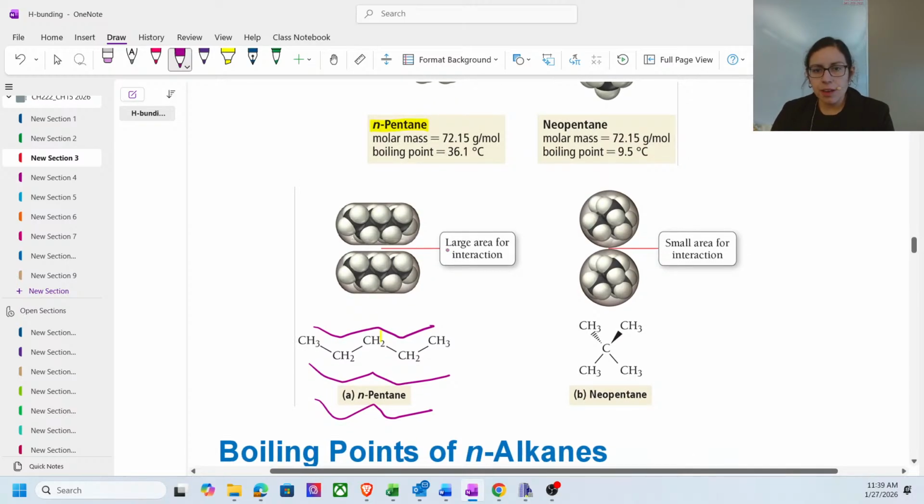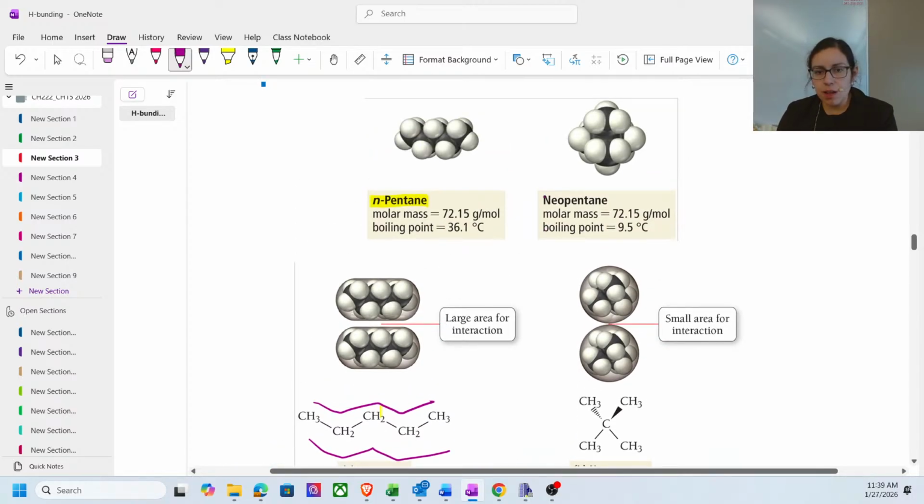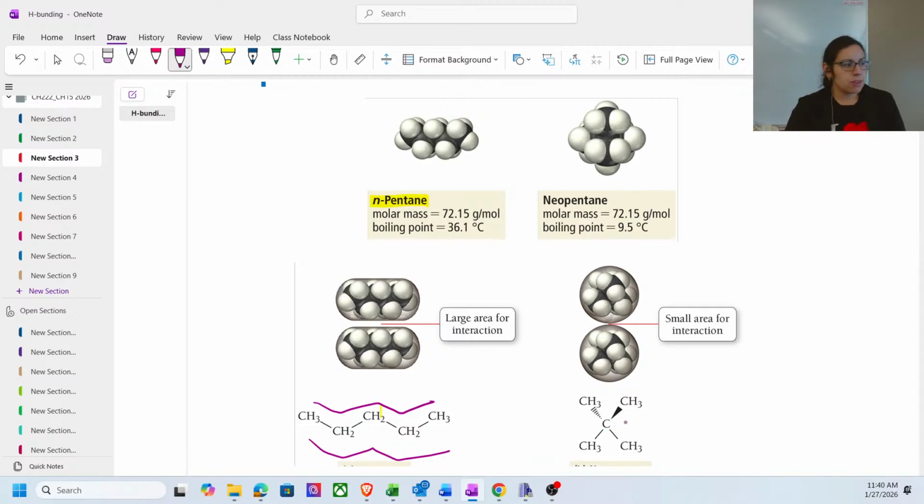Versus, so look at neopentane. Neopentane refers to this structure here where you have the central carbon surrounded by your other carbons. And so this creates a much more compact ball structure. And so you have a much smaller area for interaction. So our surface area is a lot smaller. And so you can see that in our boiling points.